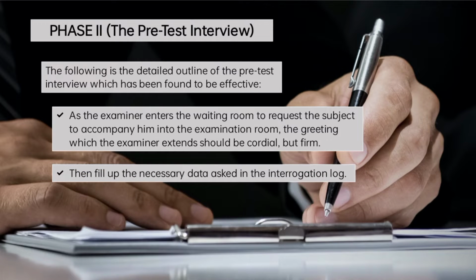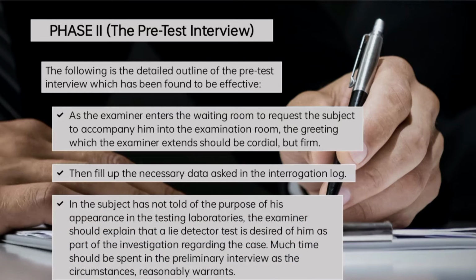Then fill up the necessary data asked in the interrogation log. Afterwards, inquire from the subject whether he has been on a lie detector test before. No further comment should be made by the examiner, but he should listen carefully to whatever the subject himself may say. If the subject has not been told of the purpose of his appearance in the testing laboratories, the examiner should explain that a lie detector test is desired of him as part of the investigation regarding the case. Much time should be spent in the preliminary interview as circumstances reasonably warrant.